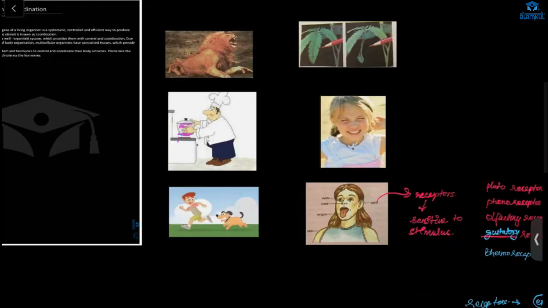Control and coordination. So all living organisms, what do they do? They respond to any changes that are available in our environment, around us.